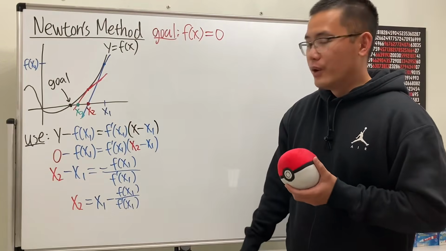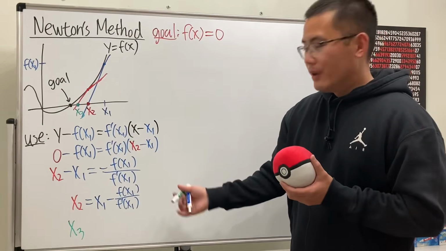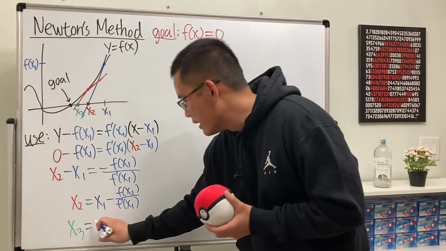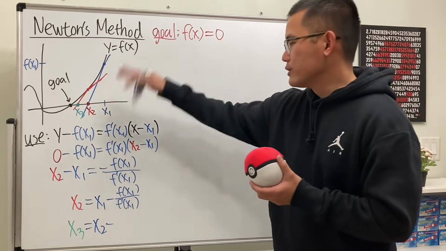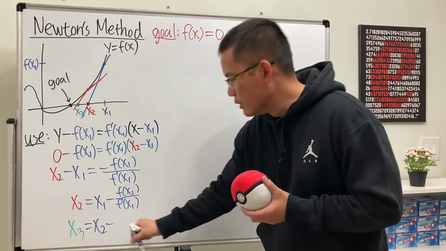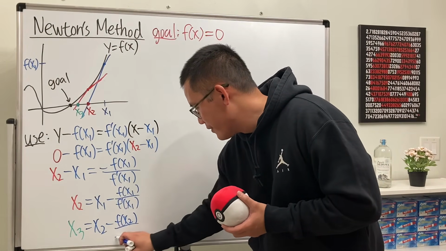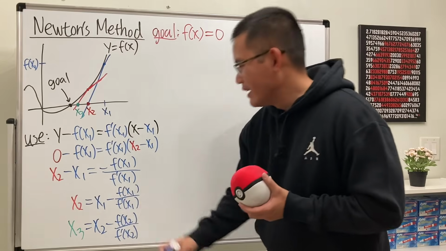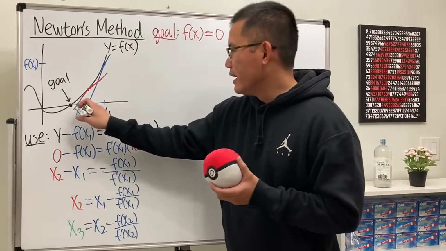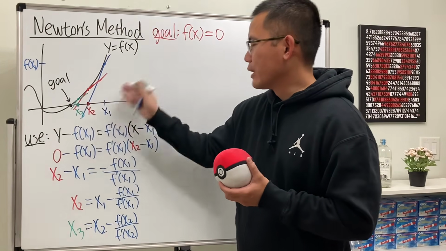And what's x3? Well, x3, we can just repeat the same thing. And that's just going to be treating x2 as our guess. So we will just get x2 minus, of course, repeat the same thing. You just replace the x1 with x2. So you have x2 minus f of x2 over f prime of x2. And so on, so on, so on. And of course, the more you do, the better that gets.